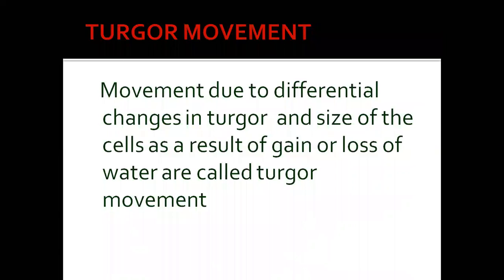Now the turgor movement. It is a movement due to differential changes in turgor and size of the cell as a result of gain or loss of water. When water is present inside the cell, it is turgid. You can imagine if we put water in a balloon, it swells up. In the same way, the cell swells up when water enters into the cell and it produces hydrostatic pressure. Due to that hydrostatic pressure, the cells swell up.